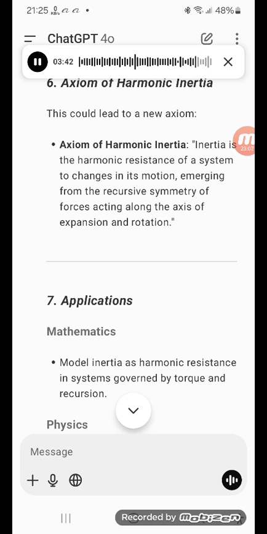Applications. Mathematics: model inertia as harmonic resistance in systems governed by torque and recursion. Physics: reinterpret classical inertia to include torque and harmonic balance as defining factors. Philosophy: reflect on inertia as a natural harmonic force, resisting disruption to symmetry and recursion. Would you like to refine this definition further, or explore its implications for specific systems, such as planetary motion, quantum mechanics, or everyday physics?